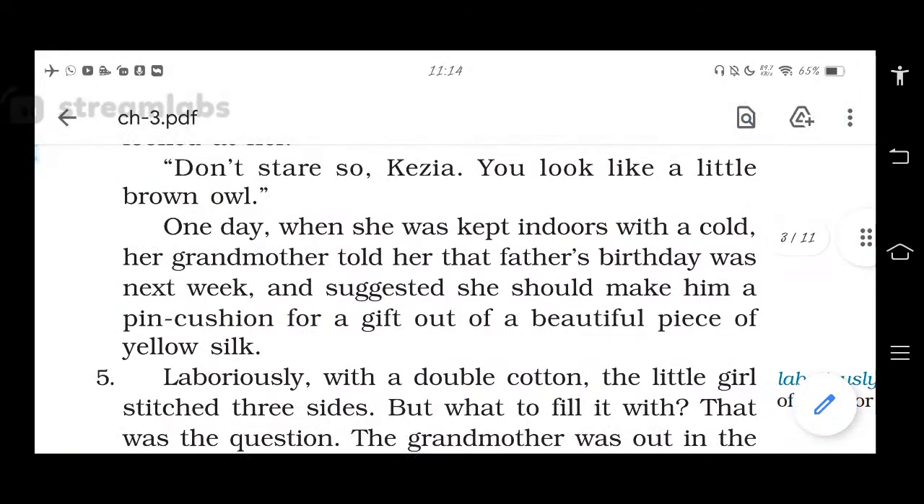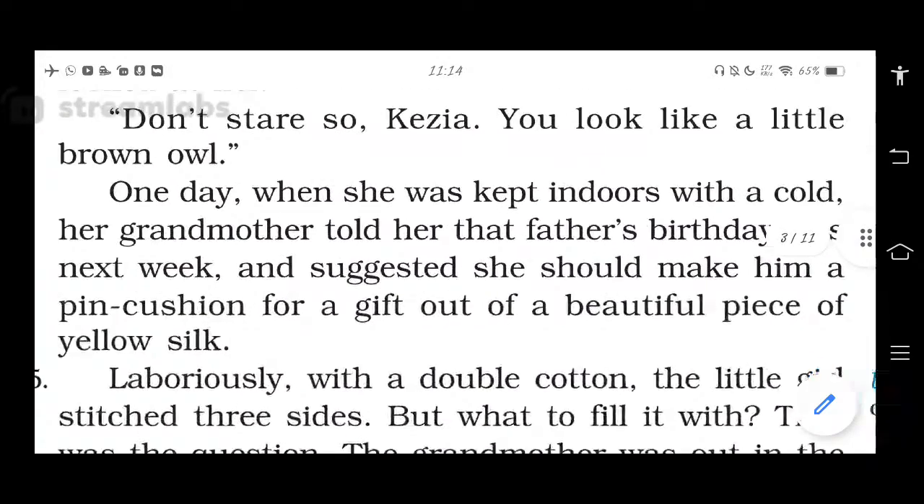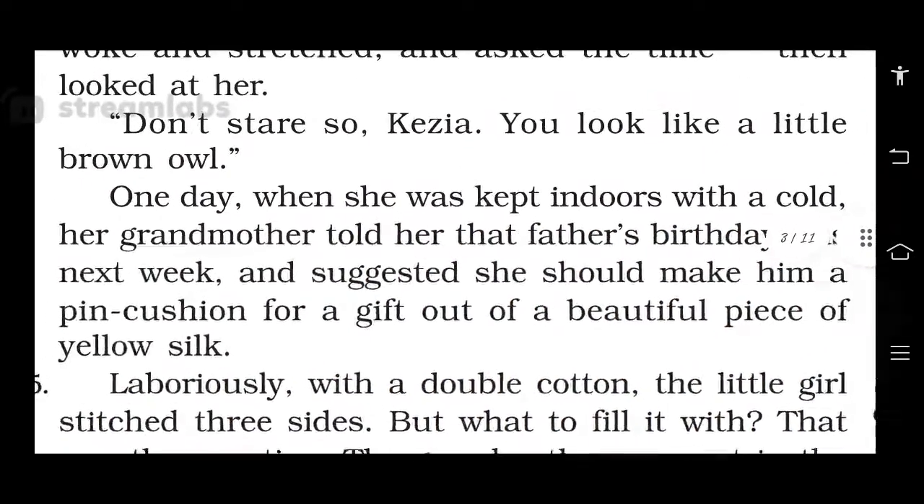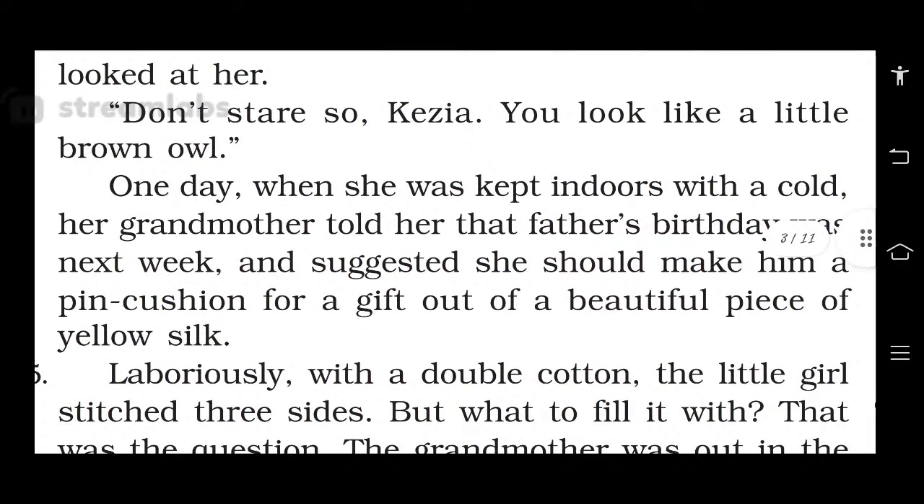One day, let's see that. One day, what happens with it? One day when she was kept indoors, grandmother told her that father's birthday was next week and suggested she should make him a pincushion for a gift out of beautiful pieces of the yellow silk.